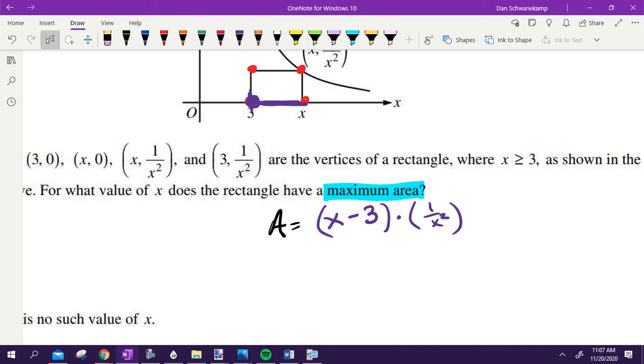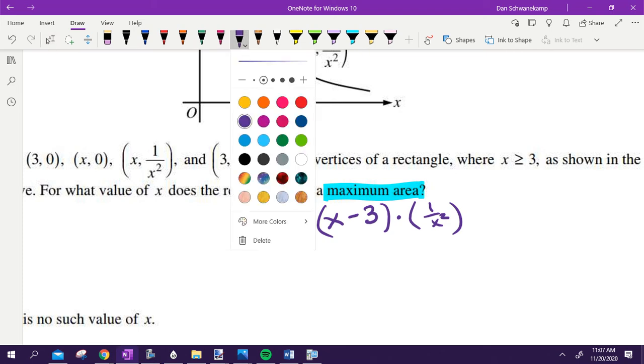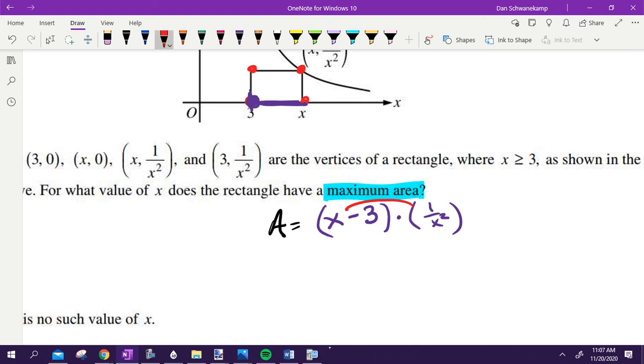We're going to have to take the derivative of it. And so instead of leaving it like this, let's go ahead and distribute, because if we distribute that thing, it'll help us out. 1 over x squared times x would get me 1 over x, or maybe even better, x to the negative 1. 1 over x squared times negative 3 is going to get me negative 3 over x squared, or maybe better, negative 3x to the negative 2. Again, I'd rather write it with a negative exponent because my next step is to take a derivative. Do that now. Okay, that is your area equation.